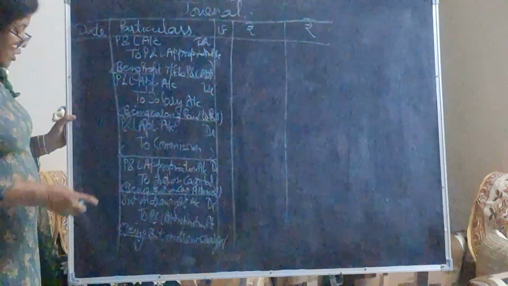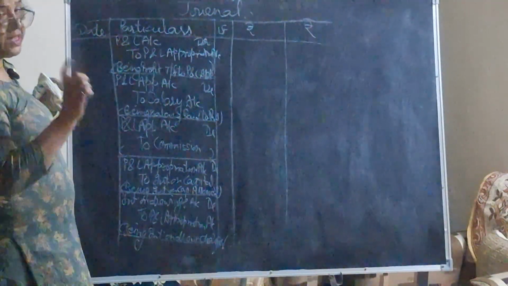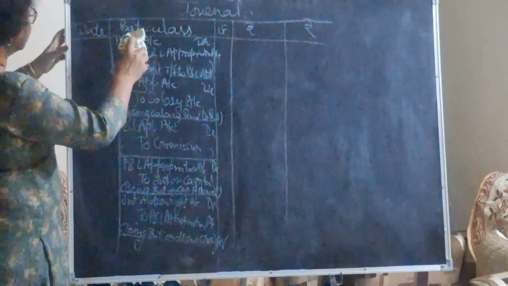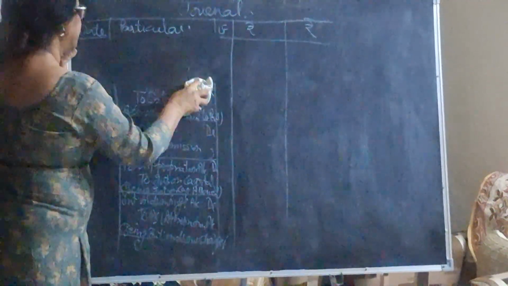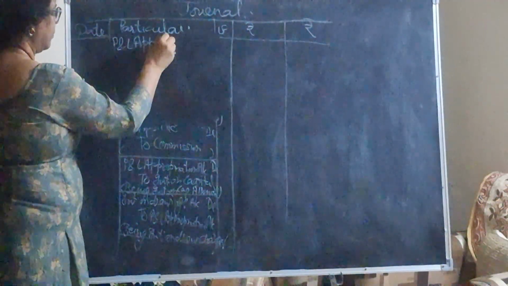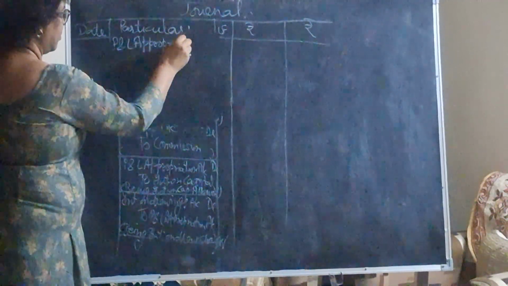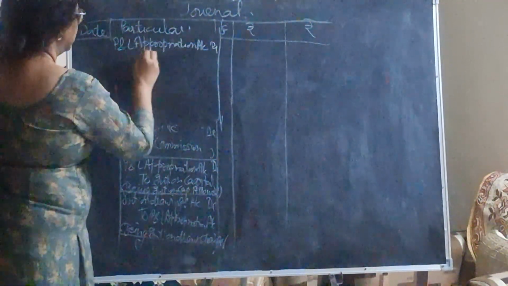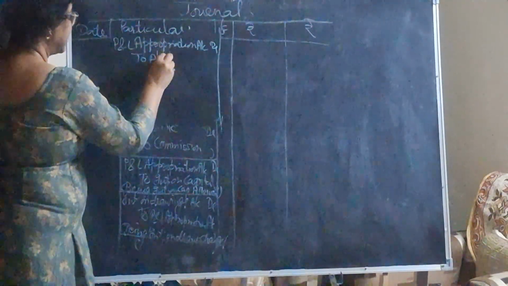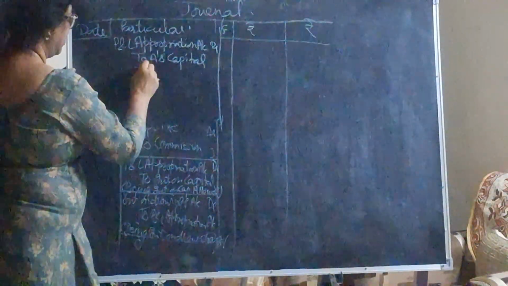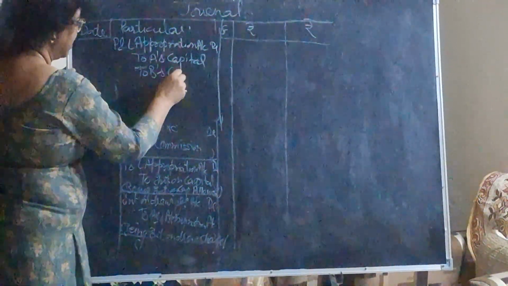Okay. So after posting all these entries, we are left with profits. So how to make the entry for distributing the profits to the partners? Simple. P&L appropriation फिर से कम हो रहा है, तो क्या हुआ? Profit and loss appropriation account debited to A's capital, to B's capital.